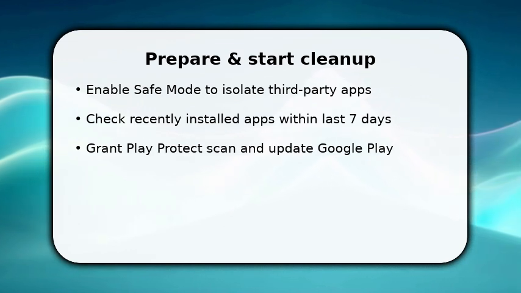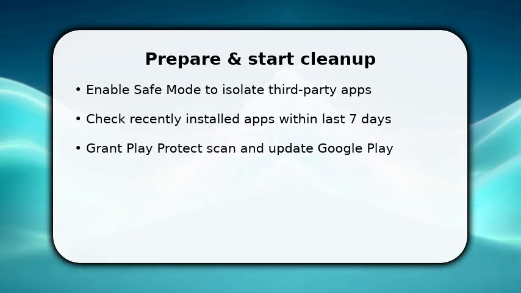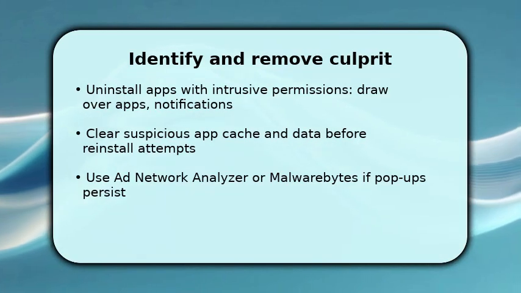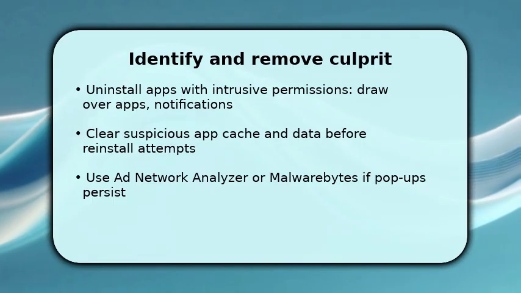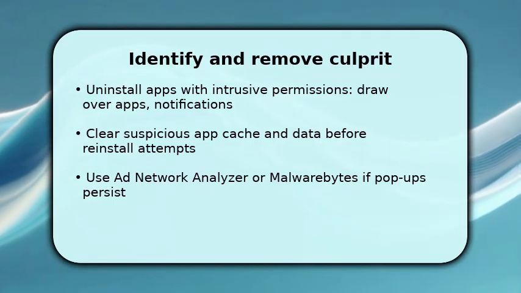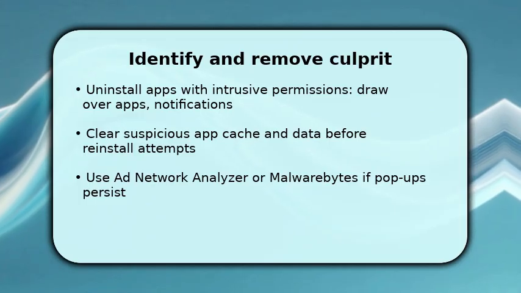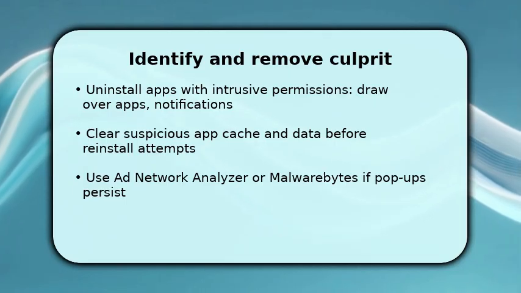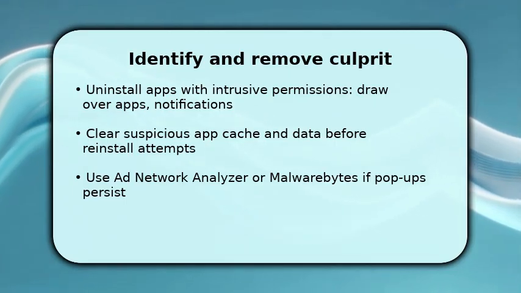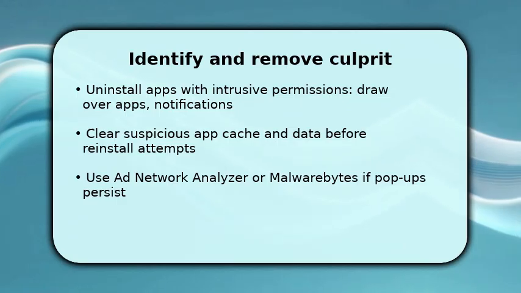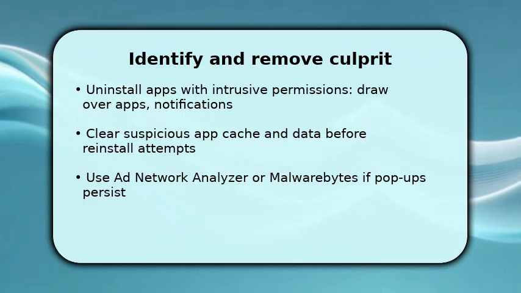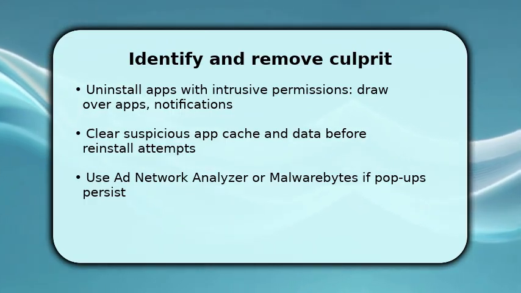Once done isolating, inspect apps requesting draw over other apps or notification access and uninstall any that match the timeline or behave oddly. Make sure to clear cache and app data for ambiguous apps before deciding to remove them. Sometimes corrupted caches cause overlays. If manual checks are unclear, run a reputable ad network analyzer or a malware scanner to detect hidden ad SDKs. These steps remove both obvious and stealthy ad sources, so your system stops showing intrusive pop-ups.